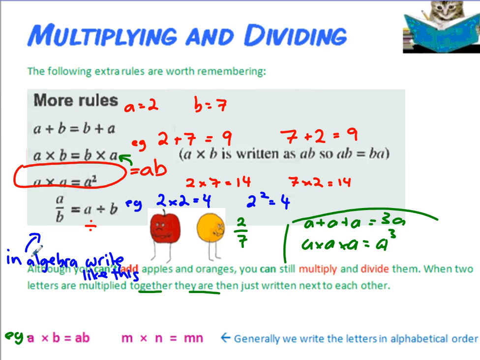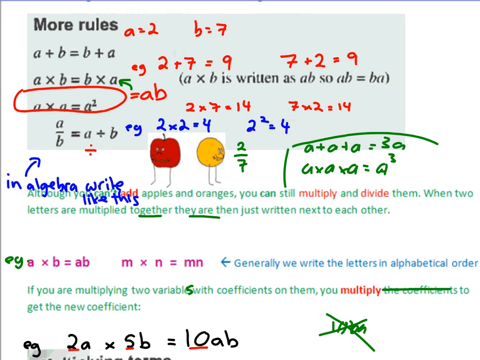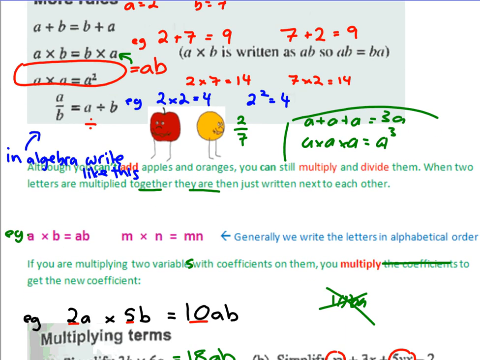In algebra, we tend to write it more like this. We don't use the divide sign really in algebra. We use fractions for divide instead. Although you can't add apples and oranges, you have to leave them stacked separately on a shelf. You can't have a shelf in a supermarket with apples and oranges stacked together. You have to keep them separate. But you can multiply and divide them.